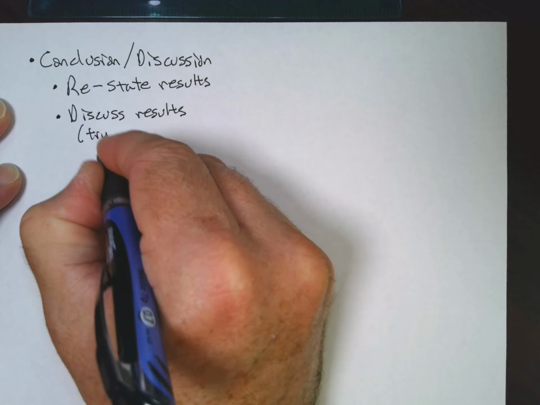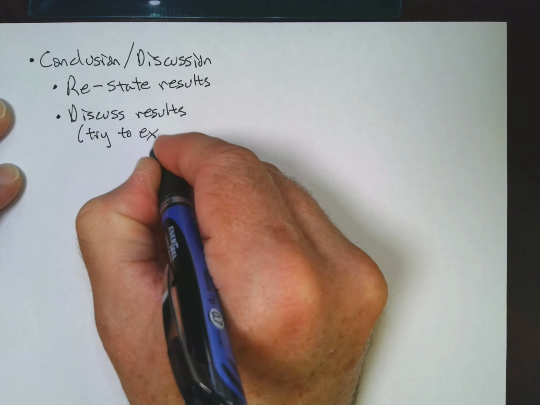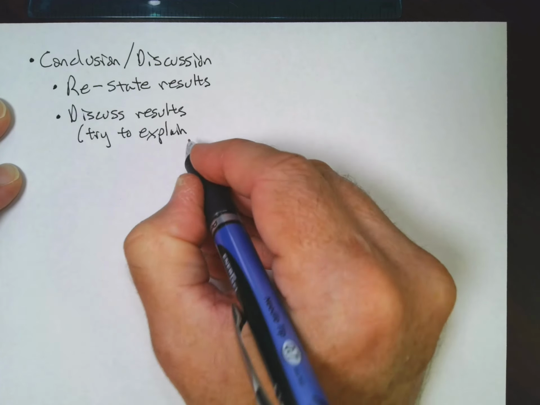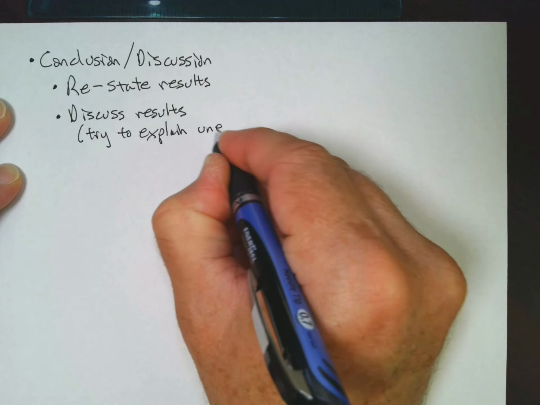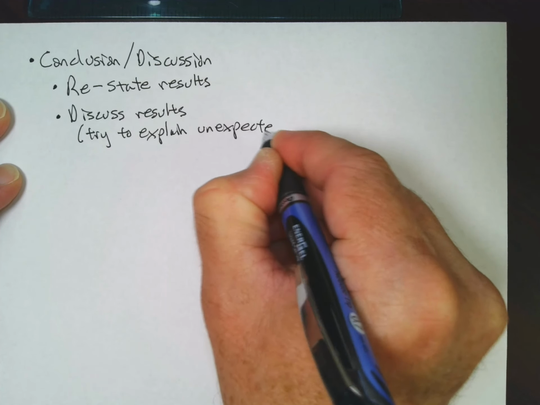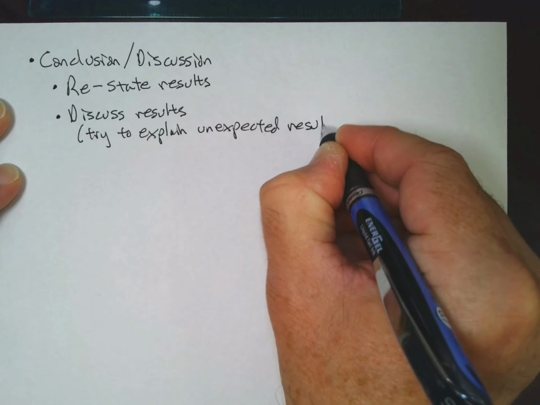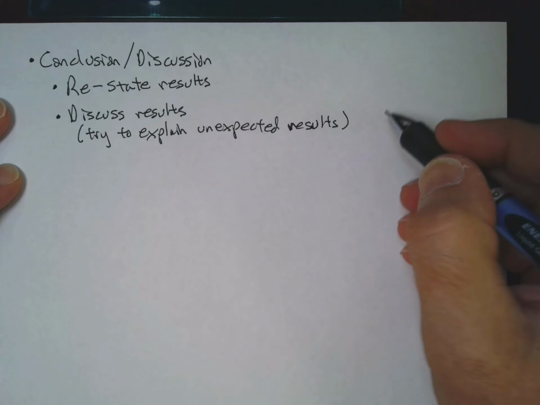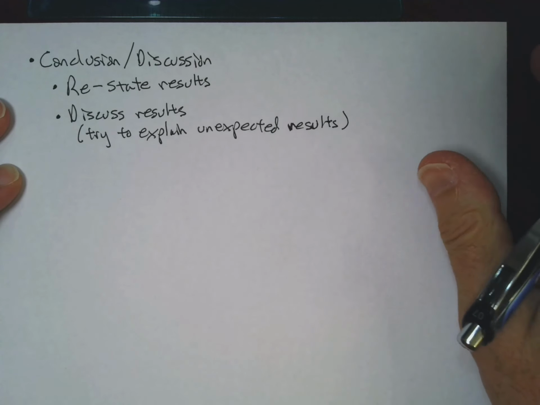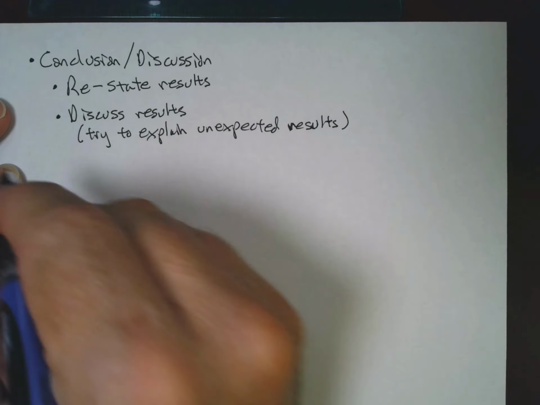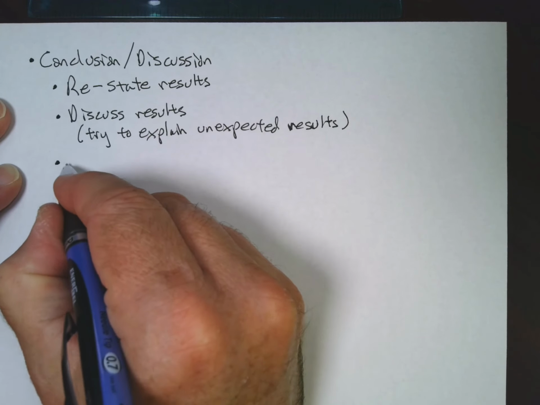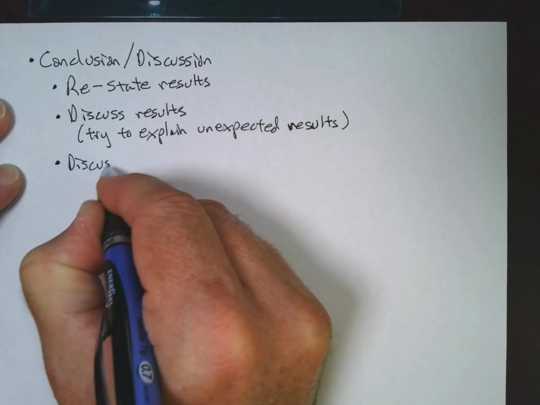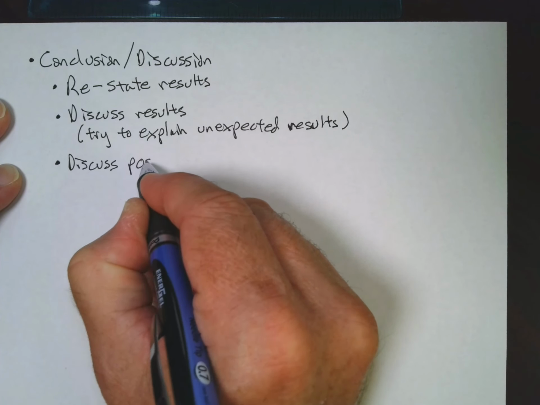In particular, try to explain any unexpected results. So if things didn't go quite right, or you didn't get what you were hoping to, offer some explanations. And then discuss possible sources of error.